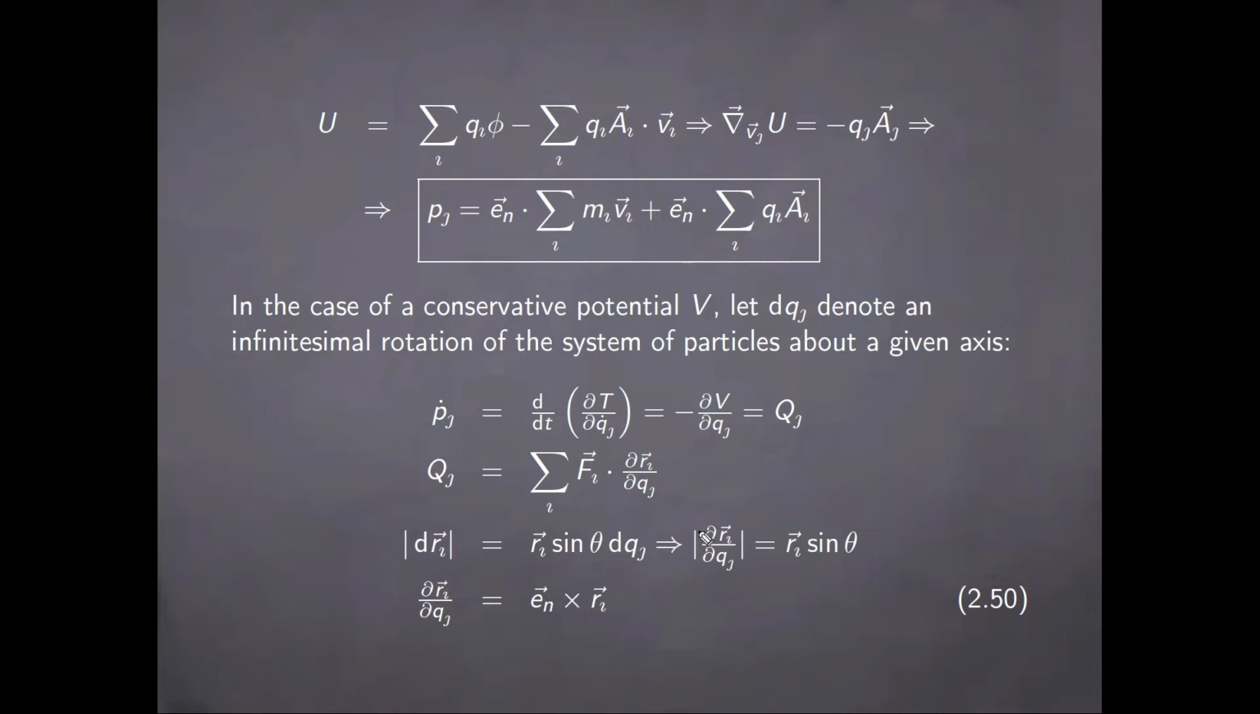And as such, the magnitude of this partial derivative is just the normal component of the vector on the axis of rotation, and then the derivative itself is just the cross product between the direction of rotation and the radius vector of the particle that is being rotated.